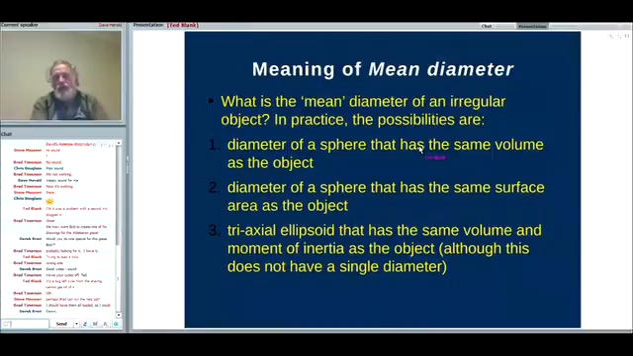And there's a further possibility, which is in fact used in some areas of investigation apparently, of a triaxial ellipsoid that has the same volume and moment of inertia as the object. But of course, as a triaxial ellipsoid, to have a single diameter, a mean diameter, is a bit of a meaningless statement. Next slide.